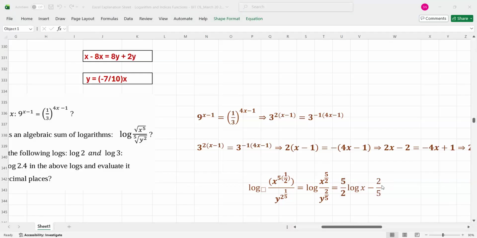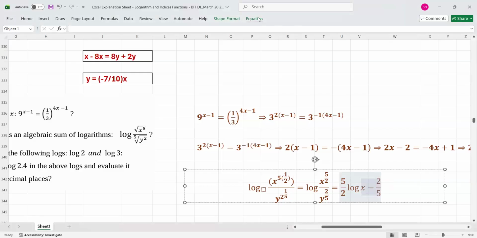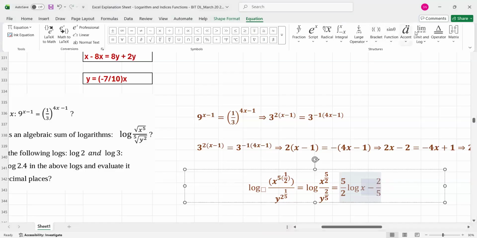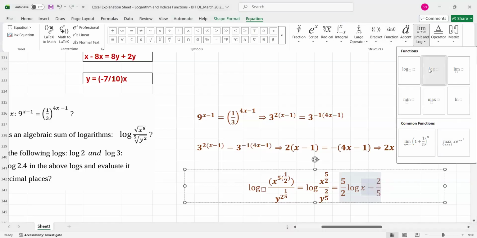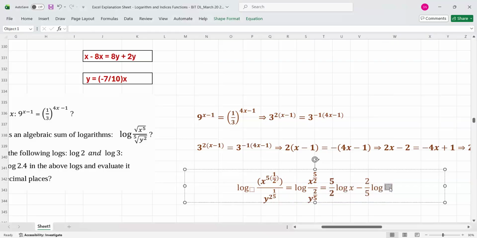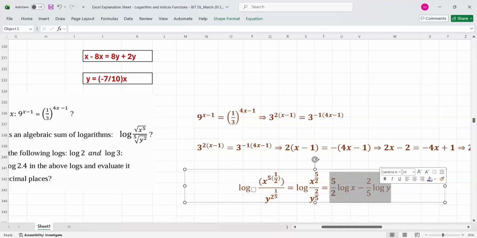So 2 over 5, then log of y. And then you see that you are done. So that will give you log y. Okay, so this question here, x raised to the power 5 square root, divided by y raised to the power 2 fifth root. That will be your final answer to the problem: 5 over 2 log x minus 2 over 5 log y.